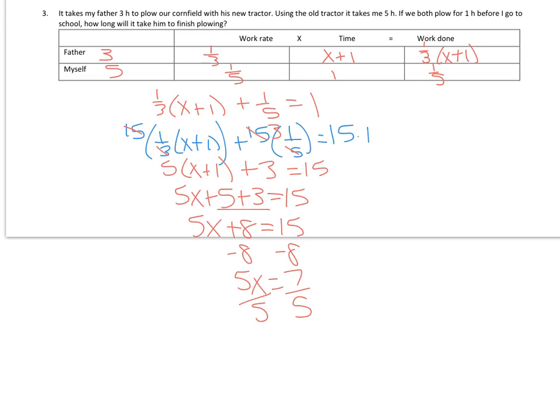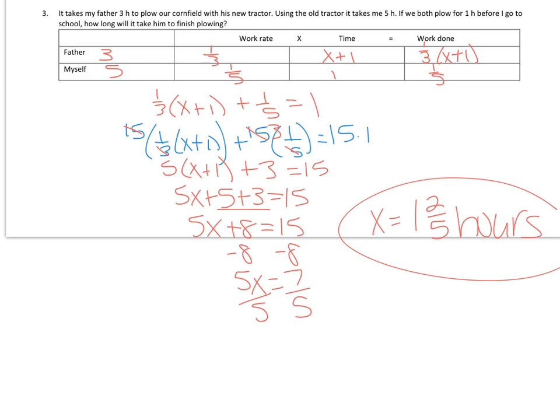And once again, to kind of make it make more sense, if we change this into a mixed number, we would say 1 2/5 hours, or about 1.5 hours. It would take my father an additional 1.5 hours to finish the job. Okay, any questions?